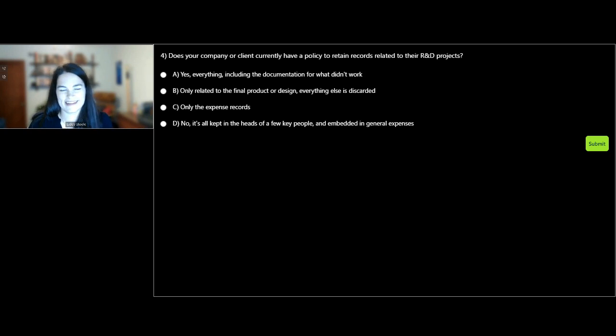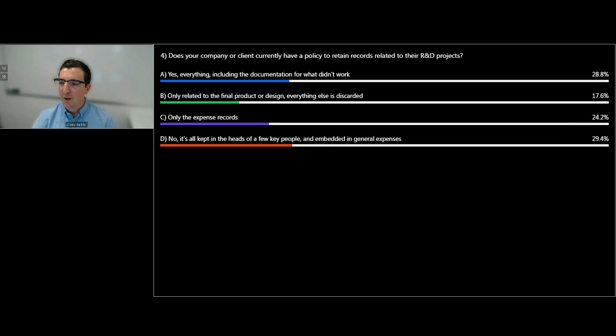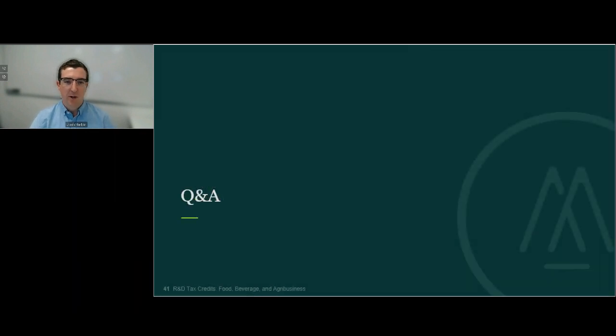It looks like there's a follow-up to the pass-through question you might have answered earlier. Does the credit flow through to owners if we are a pass-through entity? And yes, the credit does flow through to the owners or shareholders of the pass-through entity. The owners can use the credit to offset tax attributable to the income from that same business that generated the credit.